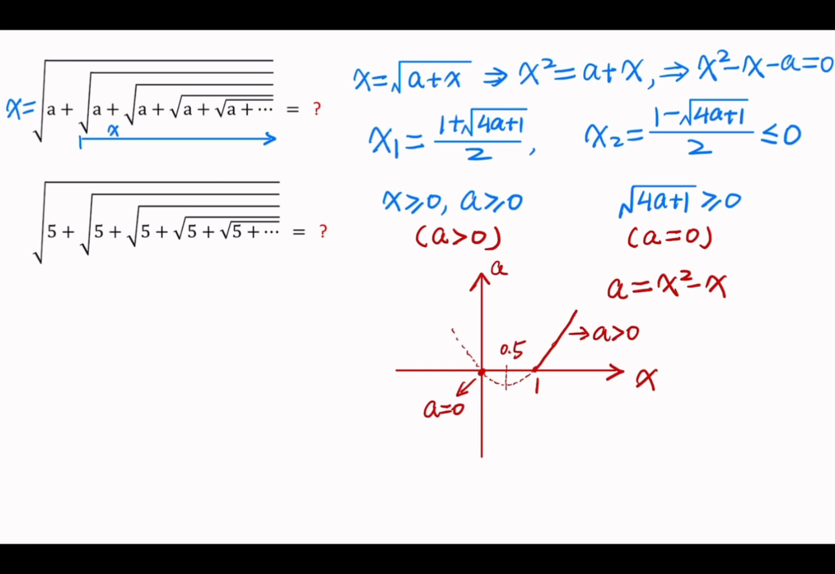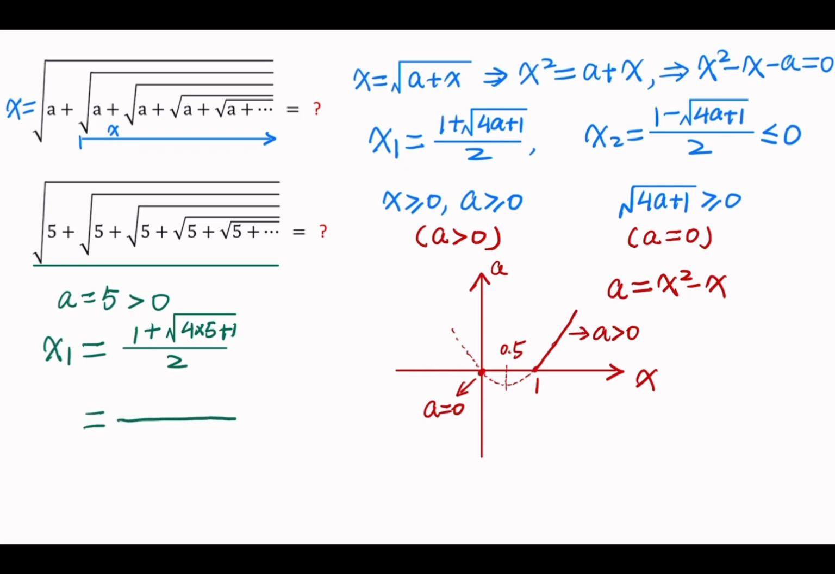Okay, after doing this, let's take a look at this example here, infinity square root 5. Because a equals 5 is greater than 0, the root is x1. That is 1 plus square root 4 times 5 plus 1 over 2, which is 1 plus square root 21 over 2.